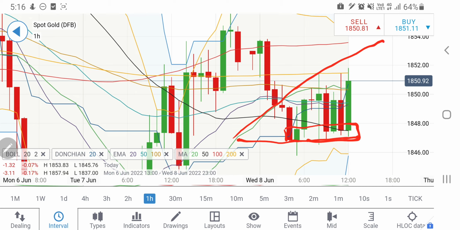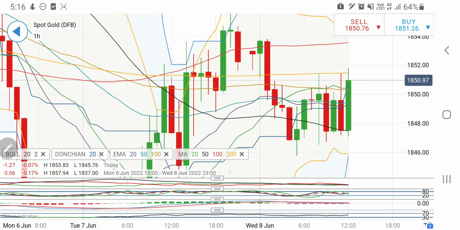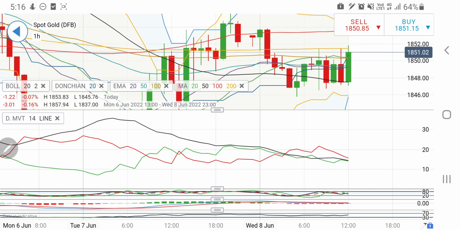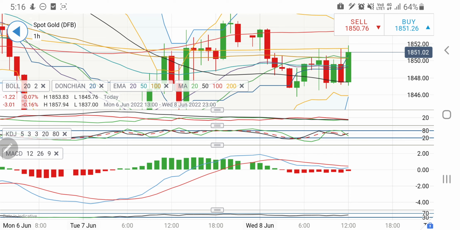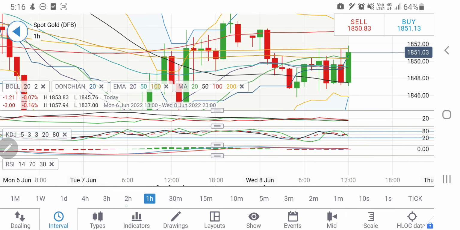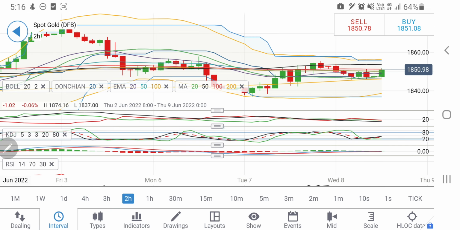Also look at this, it is trying to give you higher highs. The 1853, 1854 zone is again proving to be a stronger resistance. At the same time, as I told you this morning, do not trade between 1845 and 1855, and it is still trading between these levels for the whole day. Directional movement on the hourly chart is bearish. The stochastic is trying to reverse. The MACD is trying to converge. The RSI is looking upwards, indicating a little bullishness here.